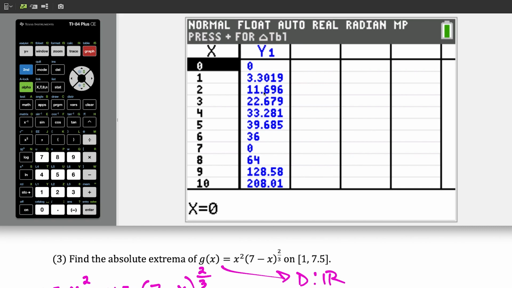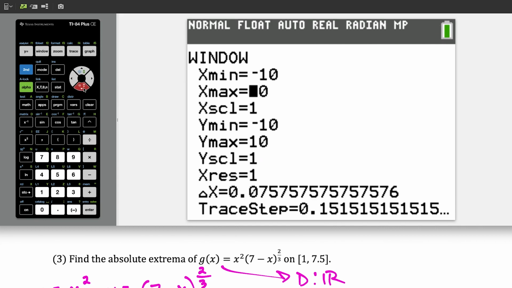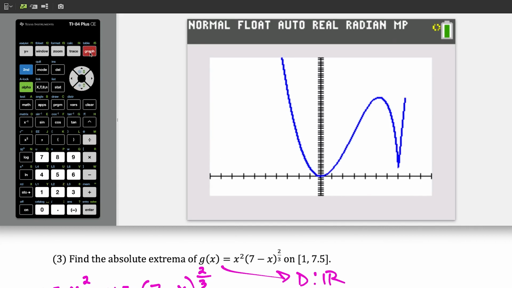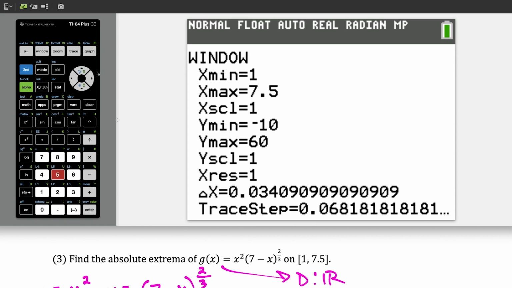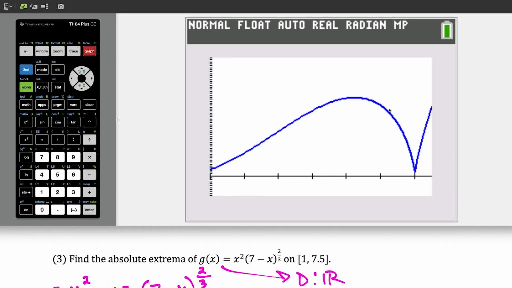And notice that between 1 and 7.5, we're in the neighborhood of going up to y equals 40. But let me just play it safe and go up to something like y equals 60 and see what this does. So I'm going to change the y maximum to 60. And now I press graph, and notice we could see a lot more of what's happening. I'll also change the window to go from x equals 1 to x equals 7.5. Now we press graph, and we get a much clearer picture.